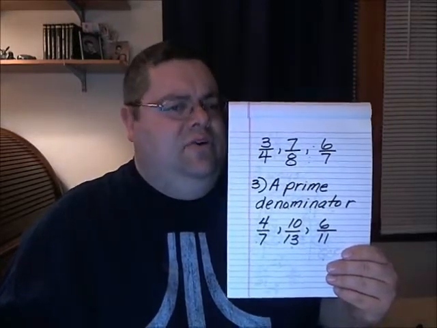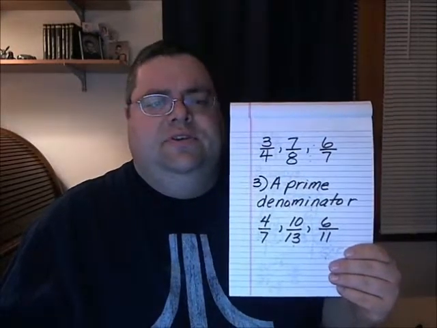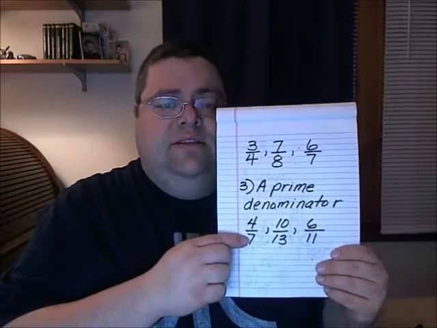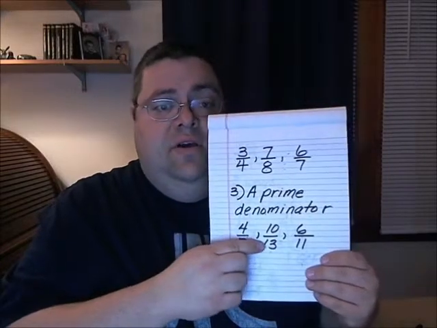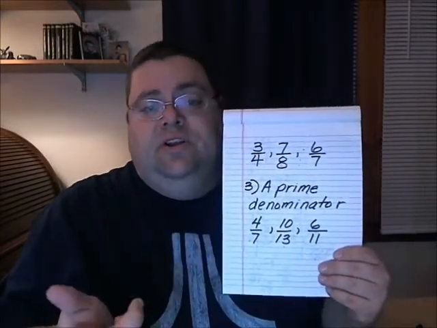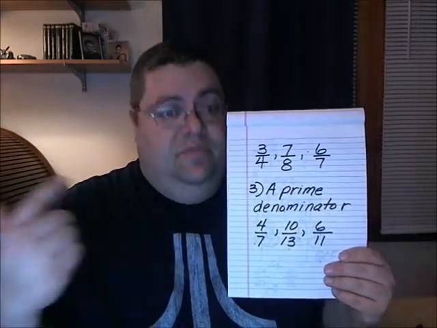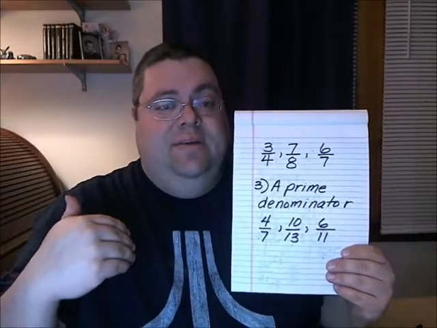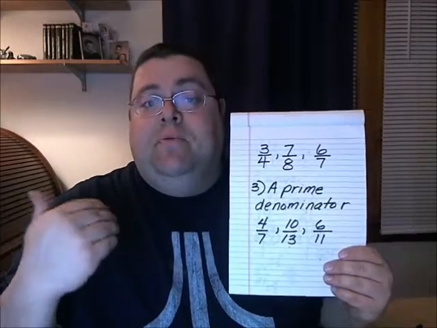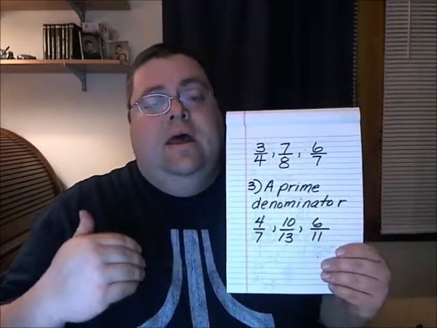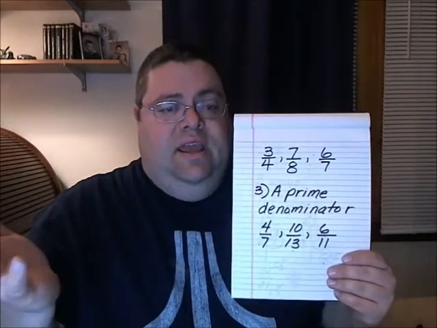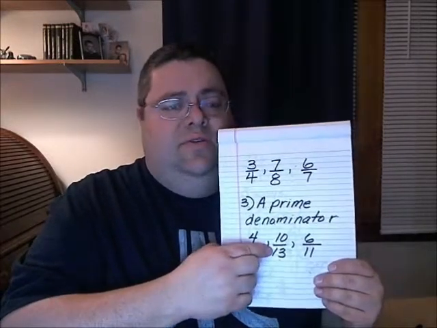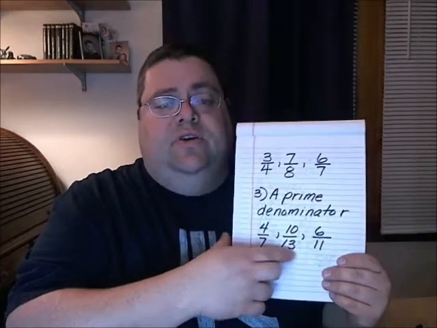The third one, you have to know your prime numbers. Now remember, a prime number is a number that the only factors it has are 1 and itself. So when the denominator ends up being a prime number like 7, 13, or 11, the only numbers that are going to go into those are 7, 13, and 11. Unless the numerator is exactly the same as the denominator, or larger, which would then make it an improper fraction, we wouldn't really be simplifying it. You can't divide by anything because 4 will never go into 7. 7's prime. 10 will never go into 13 because 13 is prime. 6 will never go into 11.